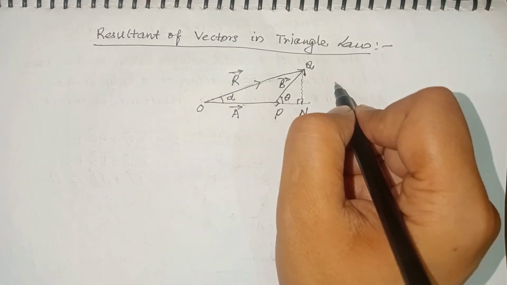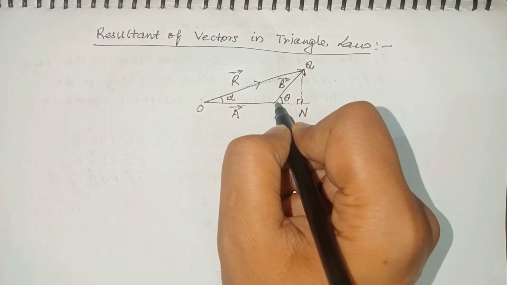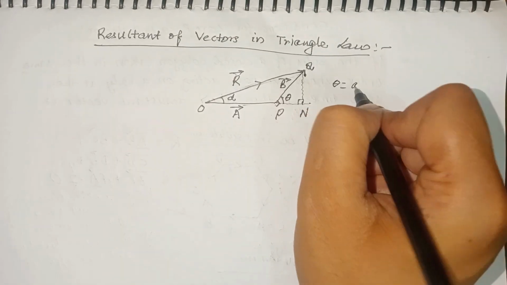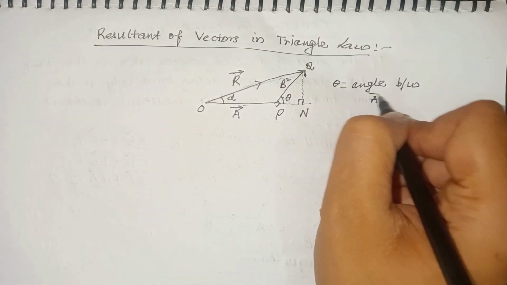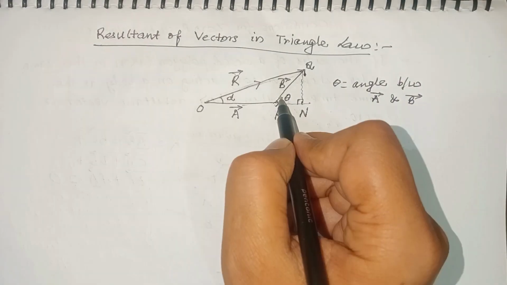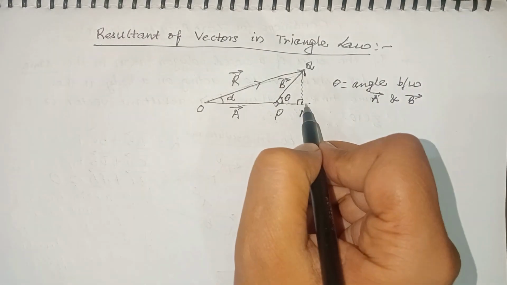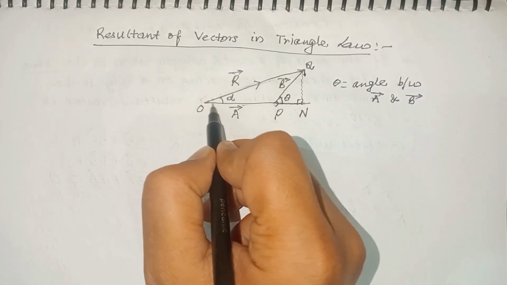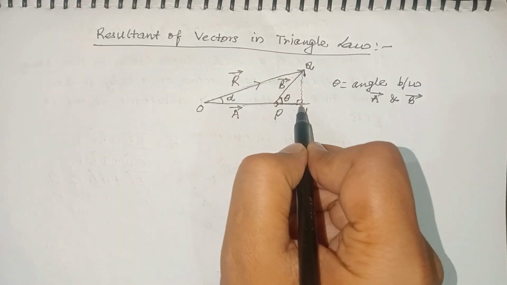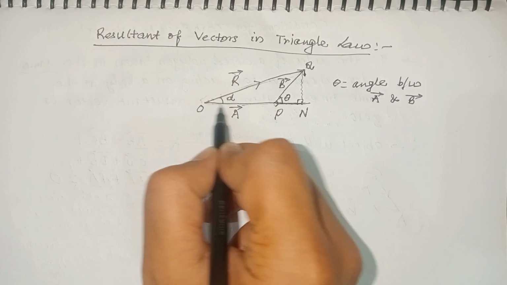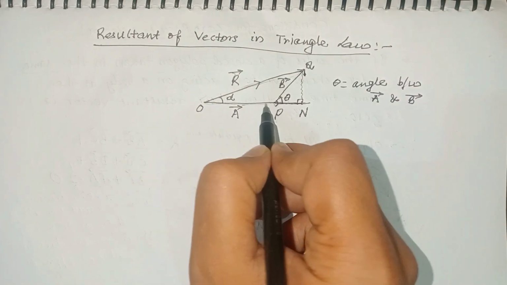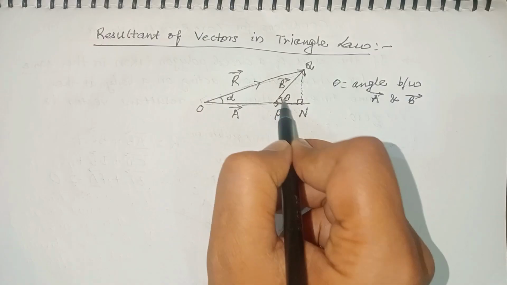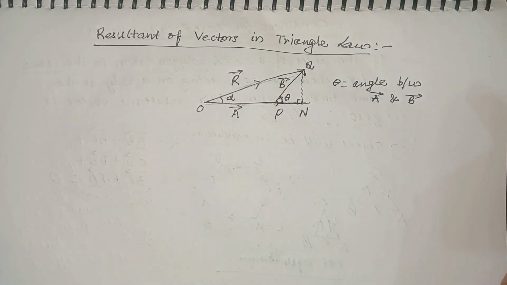Theta is the angle between these two vectors. Why? Theta is the angle between vector A and vector B. This line is the extended part of vector A, and this is vector B, so theta is the angle between vector A and vector B.